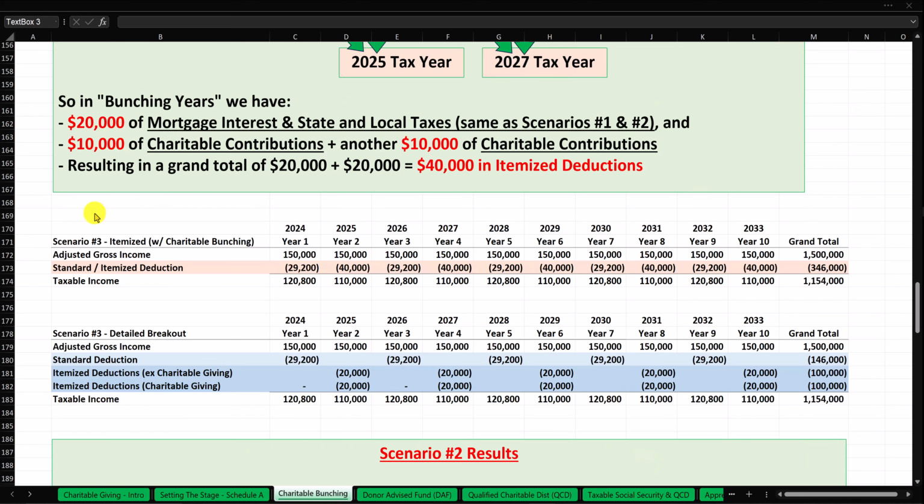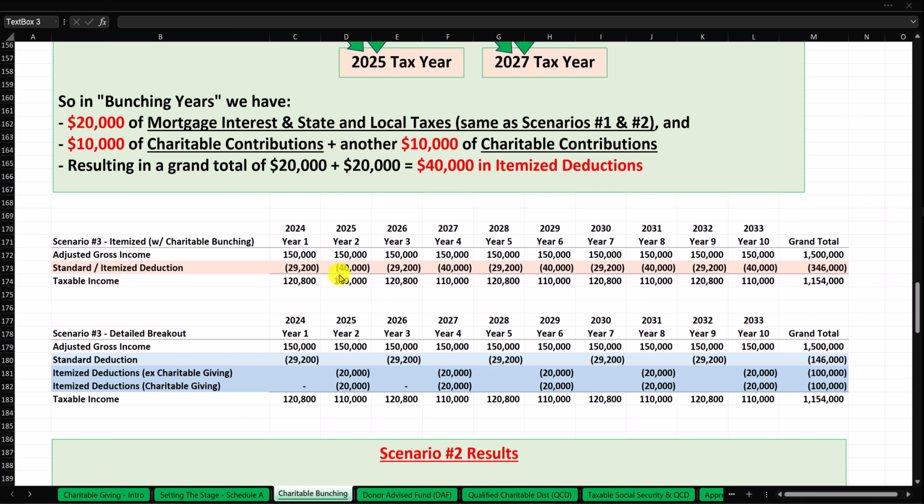So now let's go down here and look at this first table for a moment. Scenario 3, itemized with charitable bunching. The AGI is the same at 150 every year. Now what we do is we take the standard deduction in non-bunching years. So in 2024, 2026, 2028, and so on, we take the standard deduction. In the bunching years, we itemize.